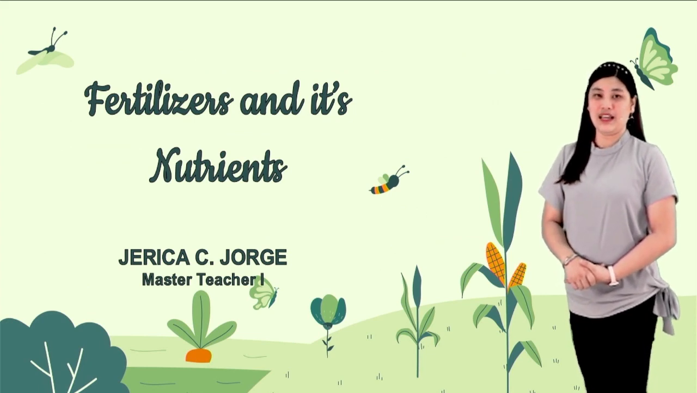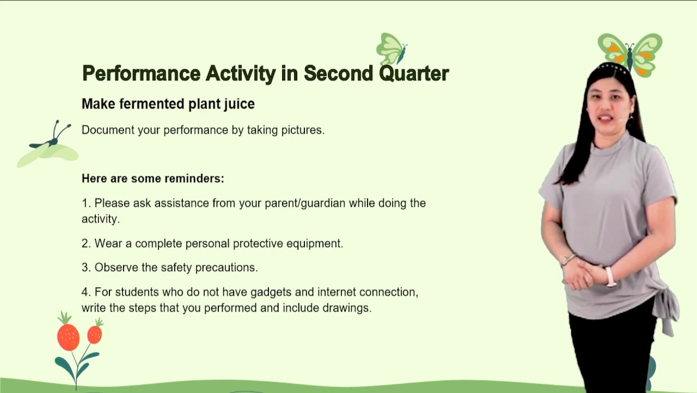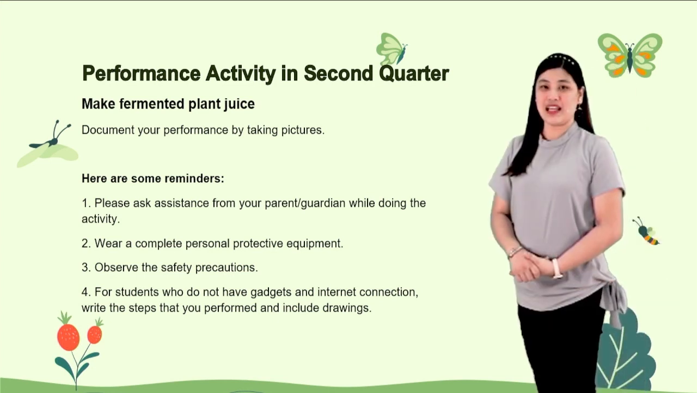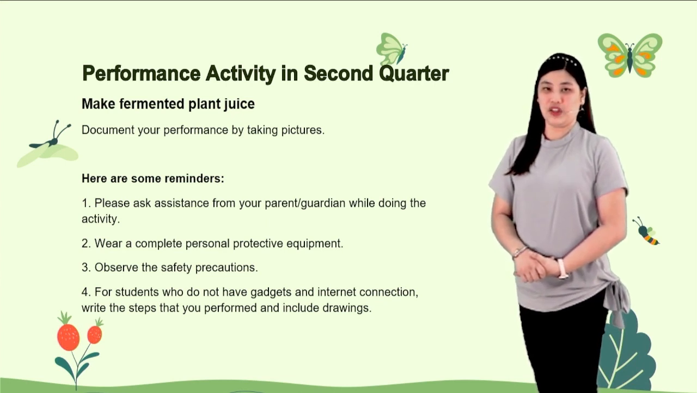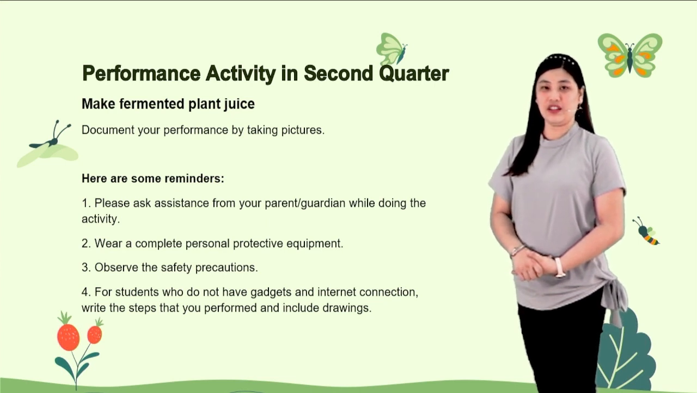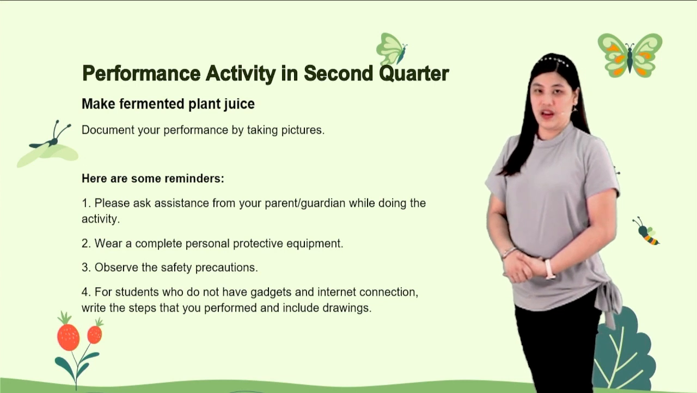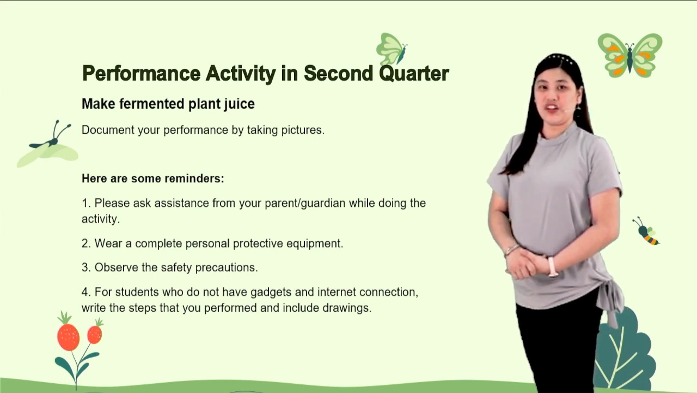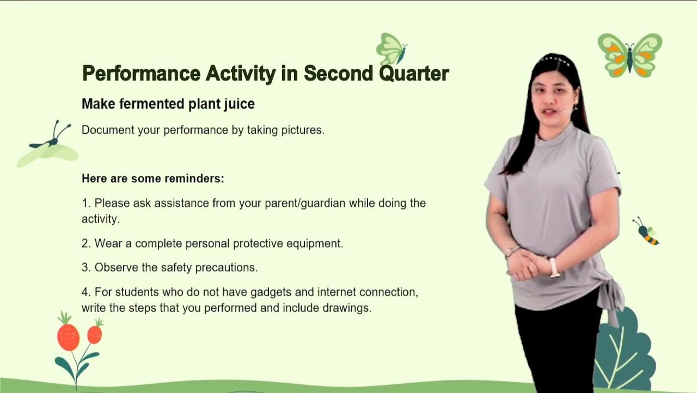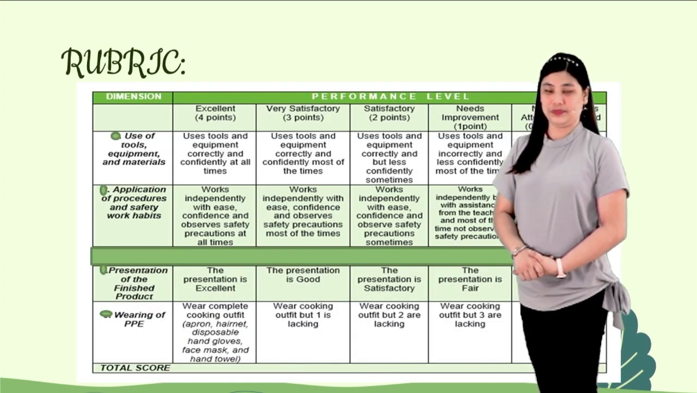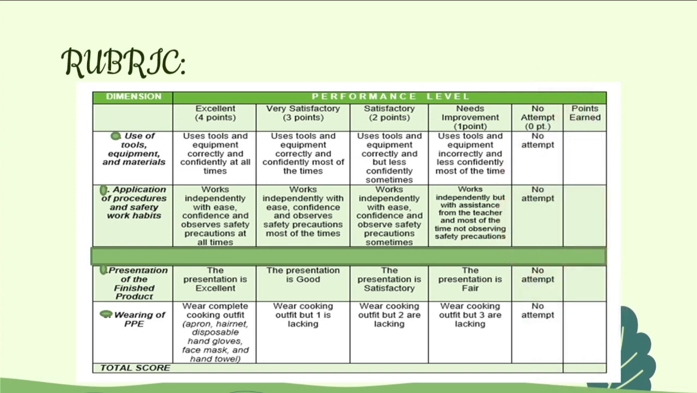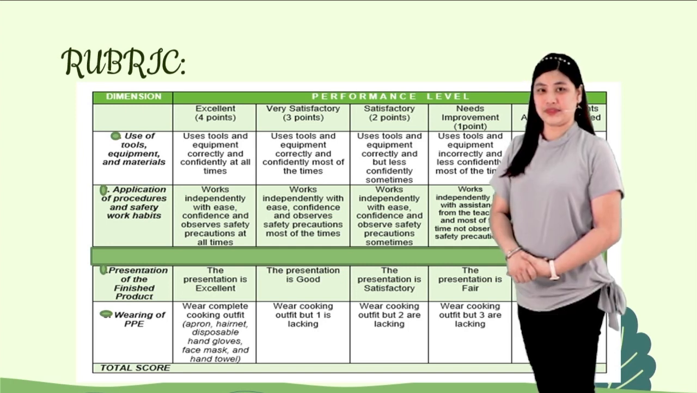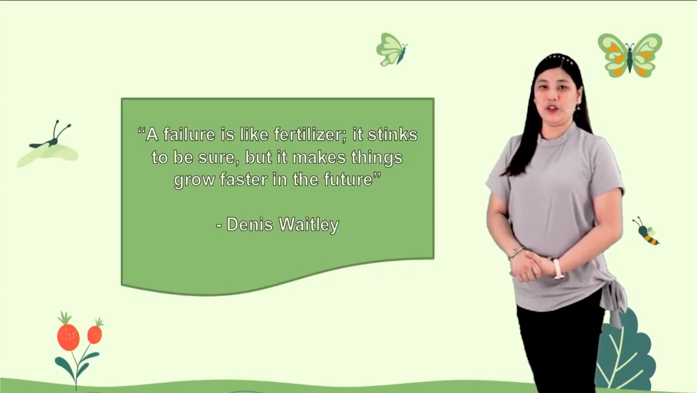For your performance activity in this second quarter, you are going to make fermented plant juice. Document your performance by taking pictures. Here are some reminders. Please ask assistance from your parent or guardian while doing the activity. Wear a complete personal protective equipment. Observe the safety precautions. For students who do not have gadgets and internet connection, write the steps that you performed and include drawings. This is the scoring rubric for this activity. Note, your family members will be the one who will rate your finished product.